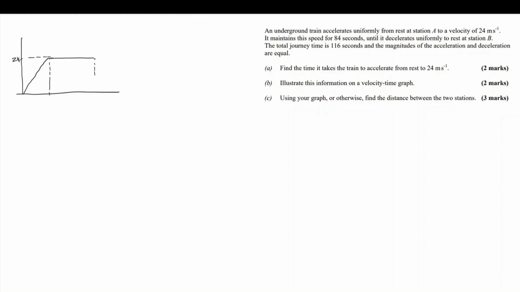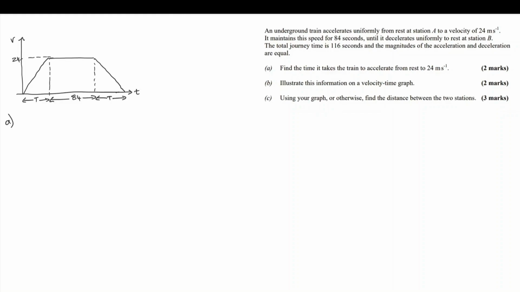It then maintains this speed for 84 seconds. So I do know this time interval of constant velocity. And then it decelerates uniformly until it gets to station B. I'm told that the entire time is 116 seconds, and the magnitude of the acceleration and deceleration are the same. So that means the time it takes to go from 0 to 24 is the same as the time it would take to go from 24 to 0. They have the same magnitude of velocity change, so they're going to have the same magnitude of time. Both of these I'm going to refer to as t. So these two intervals are t.